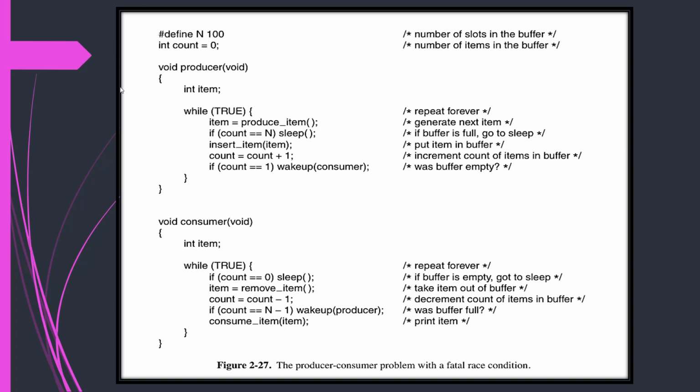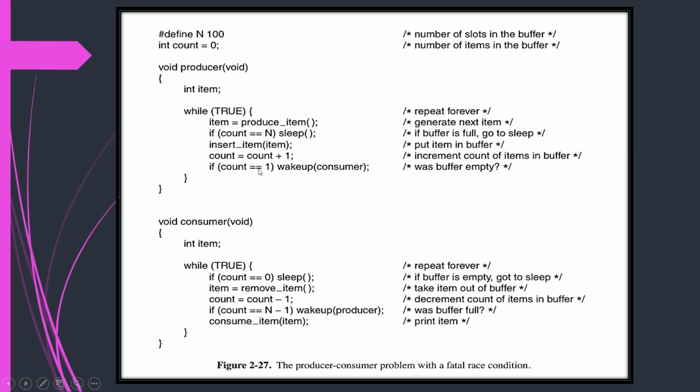Okay, in case I have some number of slots here, obviously the insert_item method will be called to insert the item in the buffer, and then we increase the count variable, and then if the count is equal to 1.